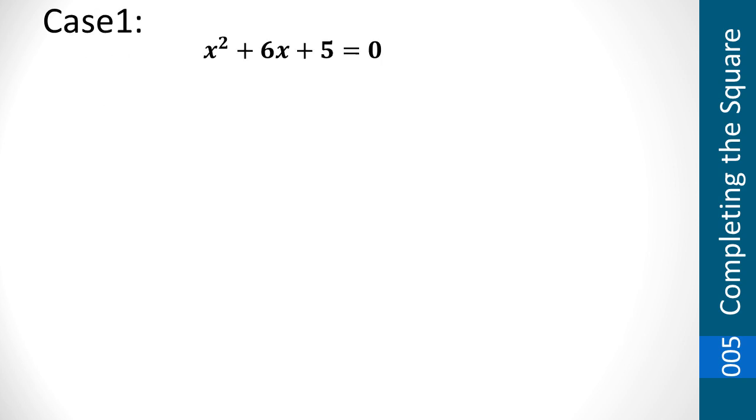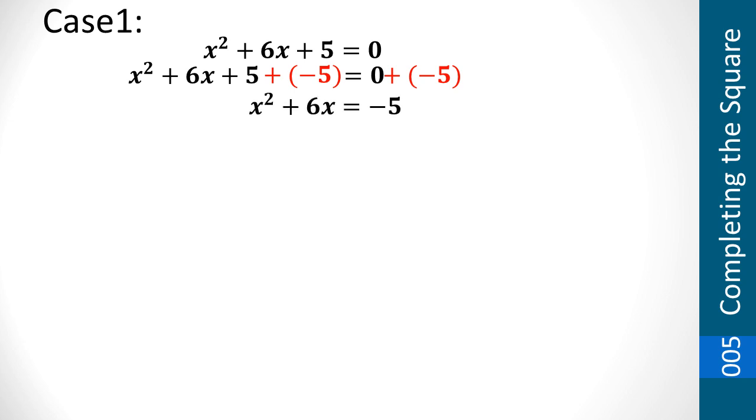Okay, so case 1. Example natin, x squared plus 6x plus 5 equals 0. Lilipat natin yung constant sa kabilang side. So, applying APE, addition property of equality. So, mag-add tayo ng additive inverse niya. So, we have x squared plus 6x plus 5 plus negative 5 equals to 0 plus negative 5. Proceeding with the operation, remaining terms will be x squared plus 6x equals to negative 5.